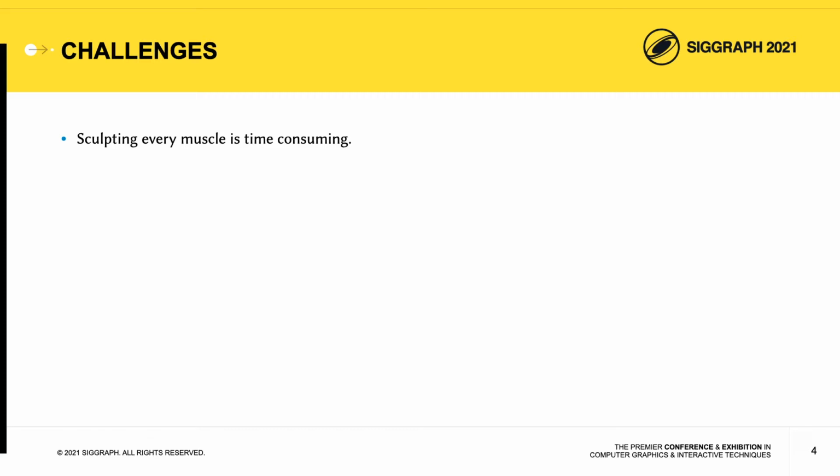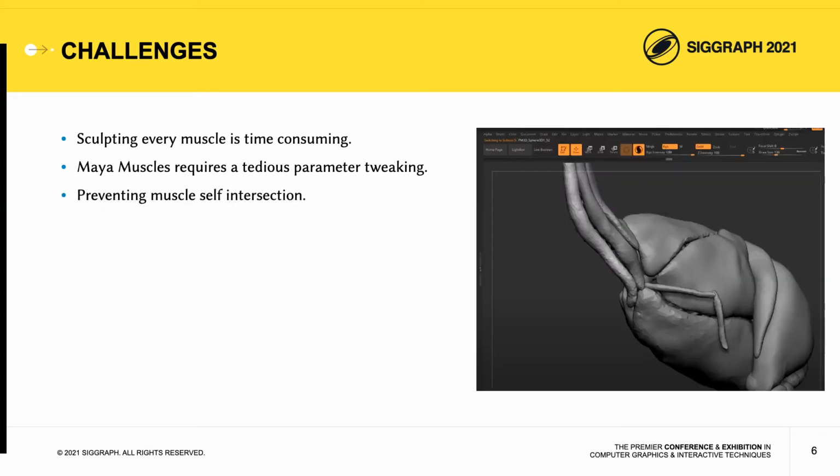However, this approach is time-consuming and is out of reach for users who are not familiar with sculpting software, like riggers, animators, and researchers. Alternative approaches like Maya Muscle require tedious parameter tweaking. These methods make it hard to produce intersection-free muscle shapes that conform to the skin surface.